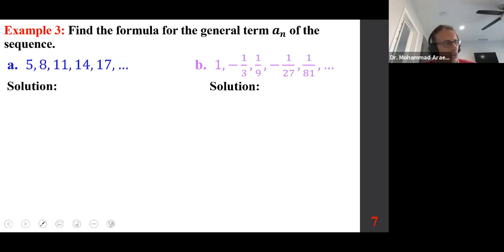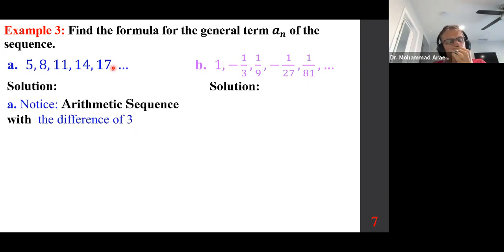We want to find the general formula. Finding the general formula sometimes is extremely difficult. I want you to know that, class. Sometimes we have an arithmetic sequence. Sometimes we have a geometric sequence. Sometimes we have a combination. Sometimes none of the above. You have to be creative. So what happens here? 5 plus 3, 8 plus 3, 11 plus 3. We notice this is an arithmetic sequence with the difference of 3.